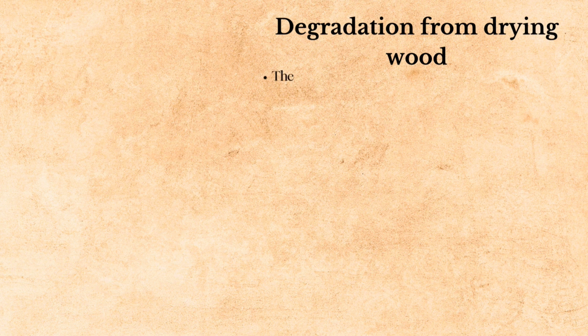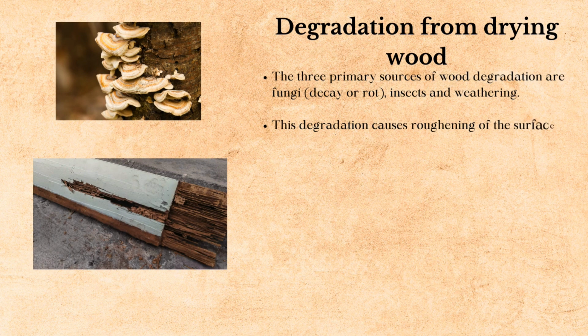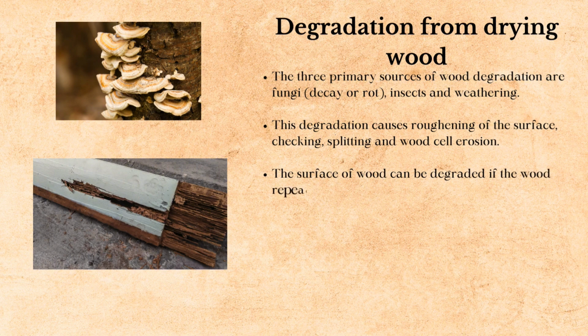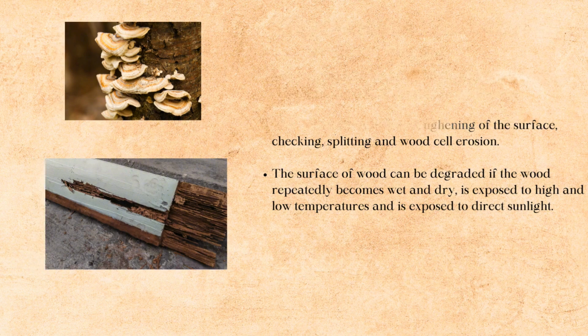So, the three primary sources of wood degradation are fungi, decay or rot, insects, and weathering. This degradation causes roughening of the surface, cracking and splitting, and wood cell erosion. The surface of wood can be degraded if the wood repeatedly becomes wet and dry, is exposed to high and low temperature, and is exposed to direct sunlight.